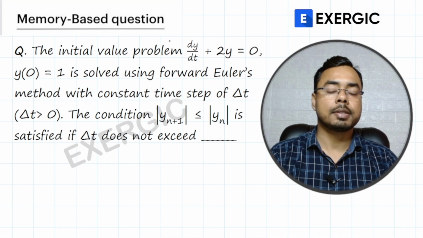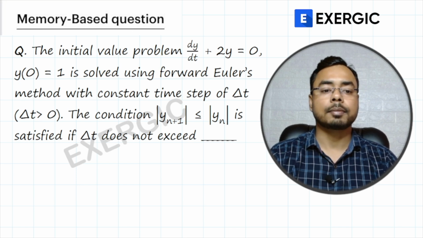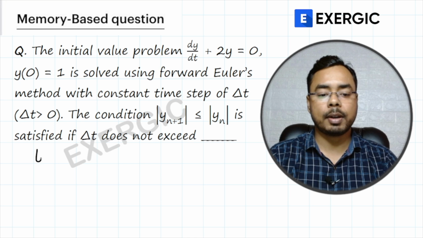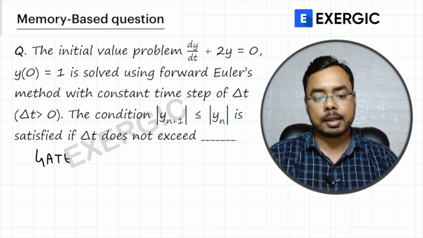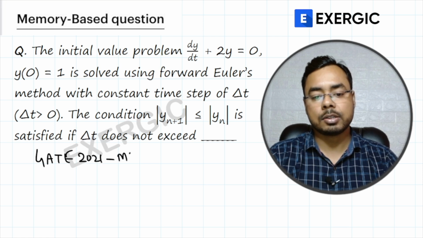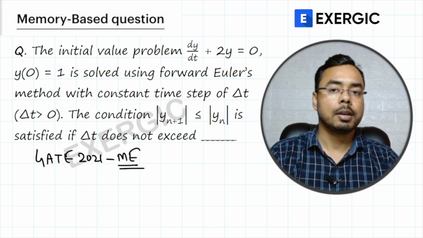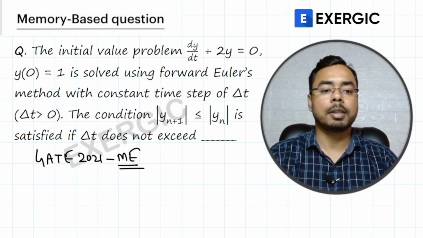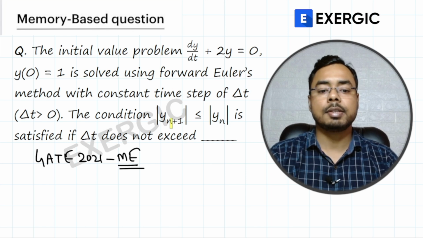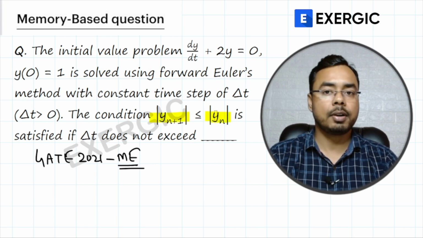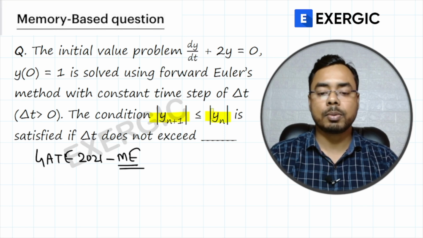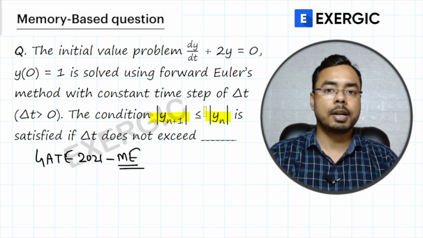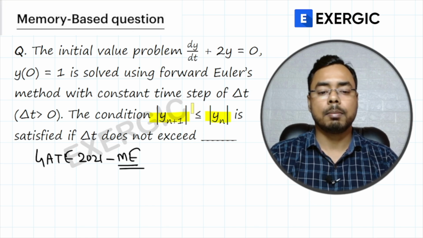Now the next question is again a very interesting problem, and a similar question was asked in GATE 2021 mechanical also. And again, this was not a difficult problem because a similar problem was asked earlier. This question is based on the stability of Euler's method, and this problem becomes even easier because the condition for stability is already given to us: y n plus 1 is less than or equal to y n. So this problem becomes a little easier, right?